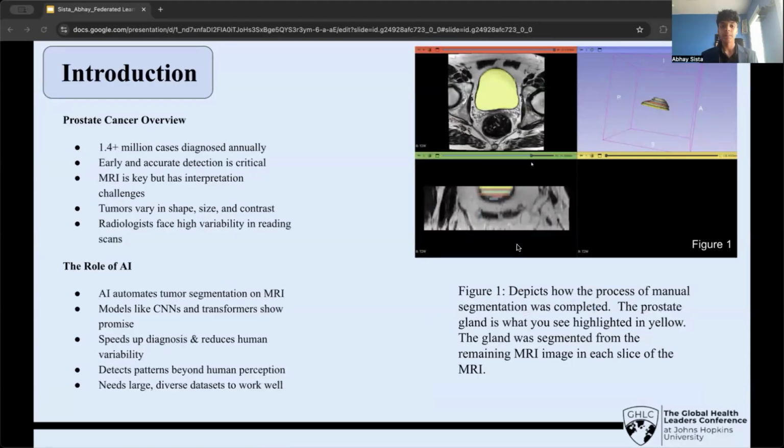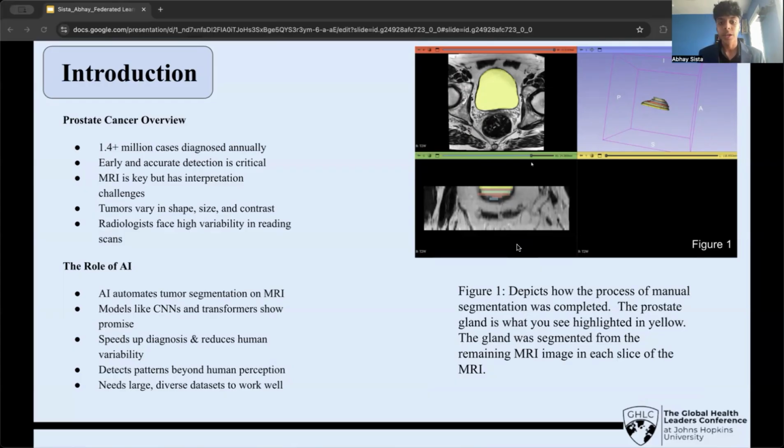But interpreting prostate MRIs is not easy. Tumors can look very similar to normal tissue, especially in the early stages, and this makes things very tricky for expert radiologists, as seen in Figure 1. That's where AI comes in, especially deep learning models like CNNs and Transformers. They can analyze medical images much faster and more consistently than humans.